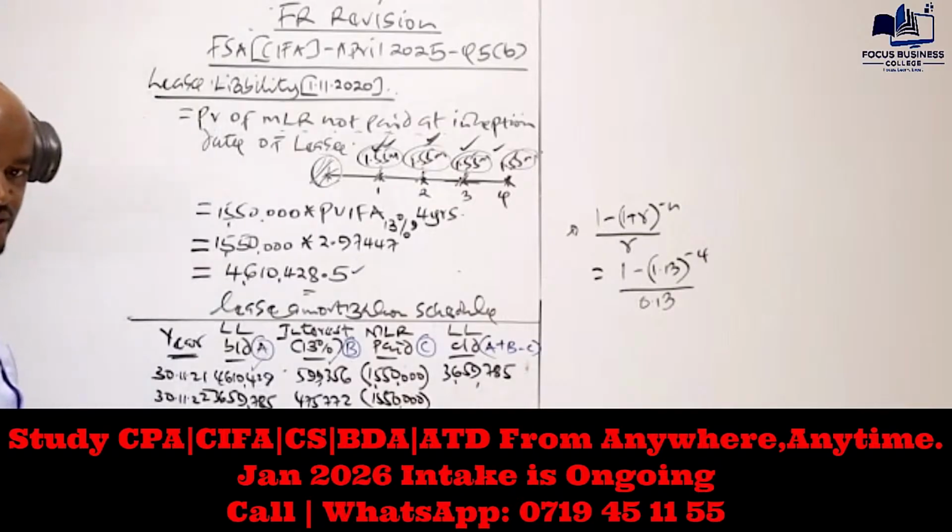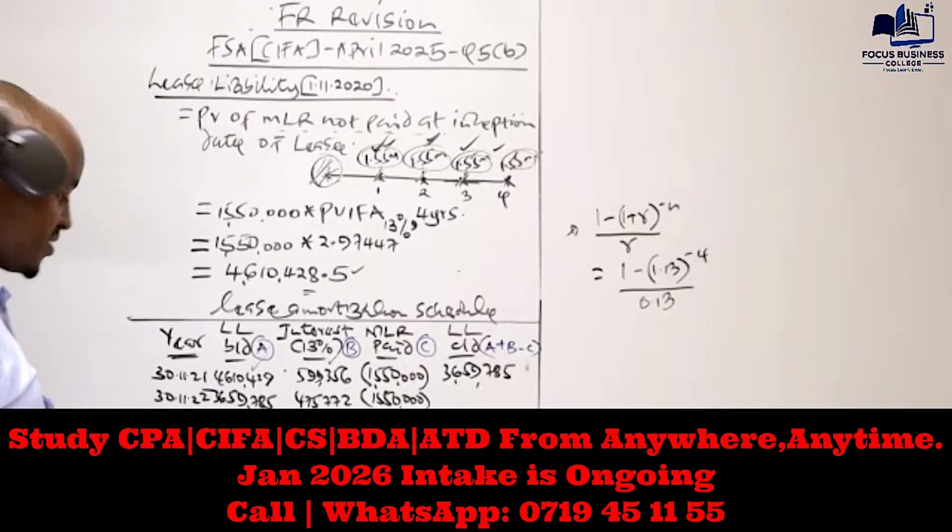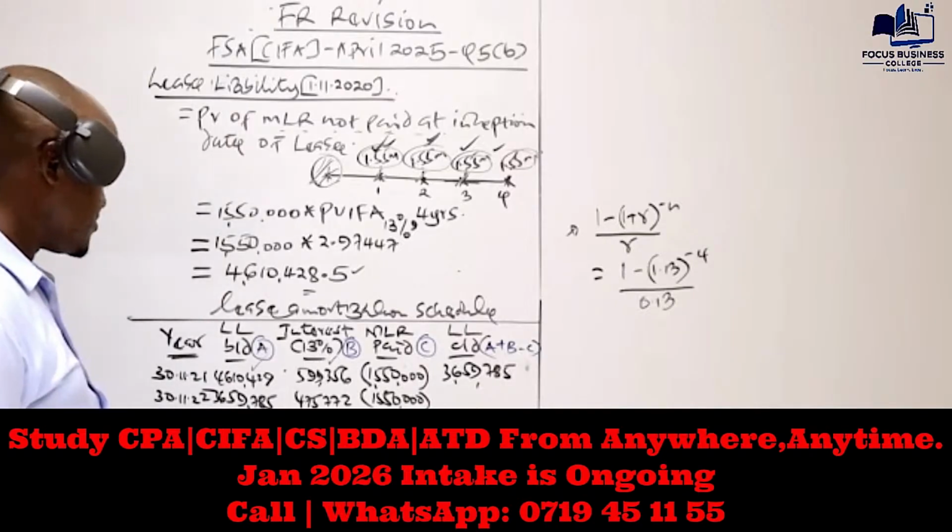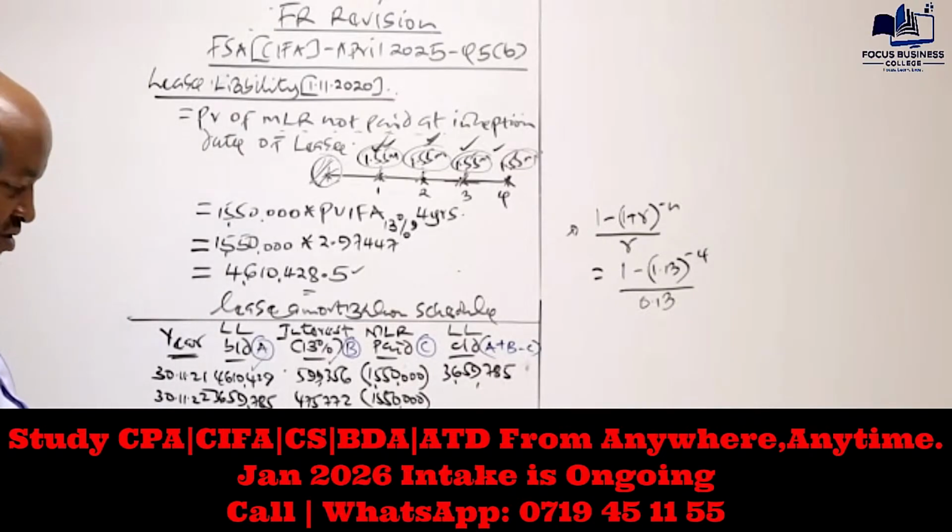And then we compute the lease liability at the end of year 2. So we have 36,59,785 plus the interest for 75,772 minus 1550. Yes. And what are you getting here? My figure automatically is not correct here. Yes, what are you getting?